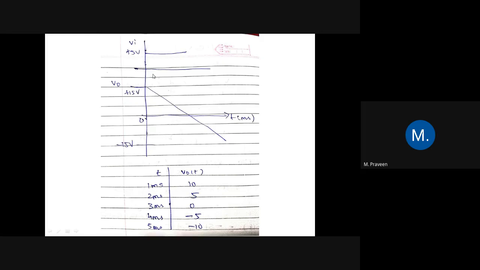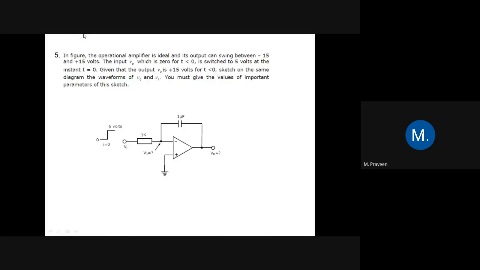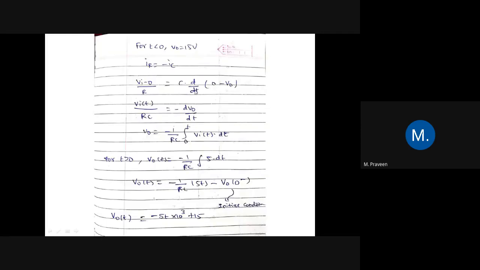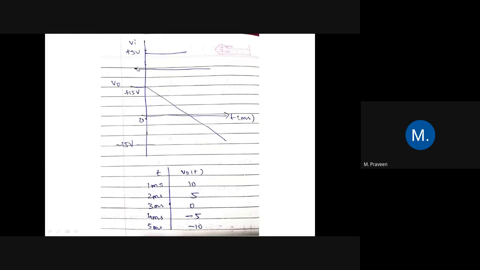So for the input voltage, we can directly write the waveform because it is given that the input voltage is 0 for t less than 0. So the input voltage VA is 0 for t less than 0, and beyond the value of 0, the value of VA is going to be plus 5 volts. If you draw the diagram here, for t less than 0 it is 0, and after t is equal to 0, you'll be getting the VA value as plus 5 volts.